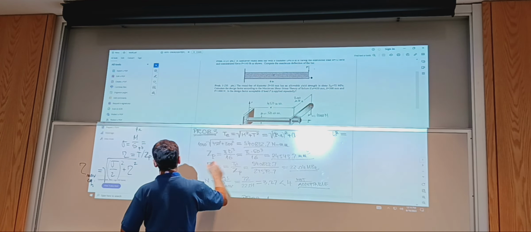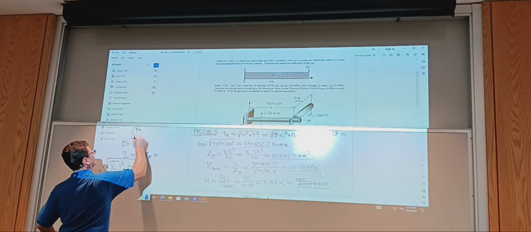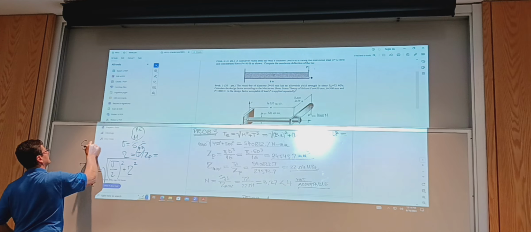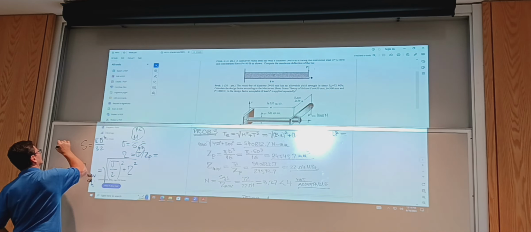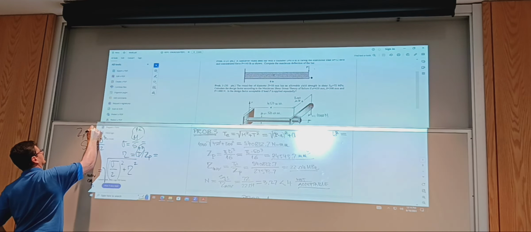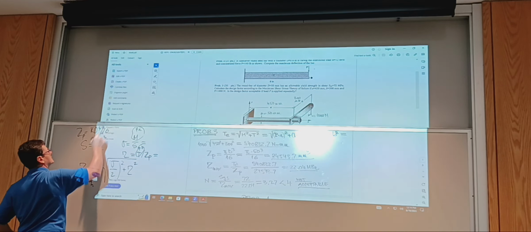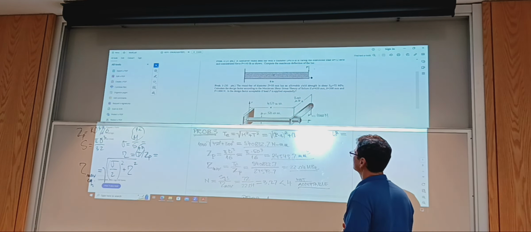And as I said, this will be for T. S is pi diameter to the power 3 over 32, versus Zp, which is pi diameter to the power 3 over 16. All right, the answer would be absolutely the same.